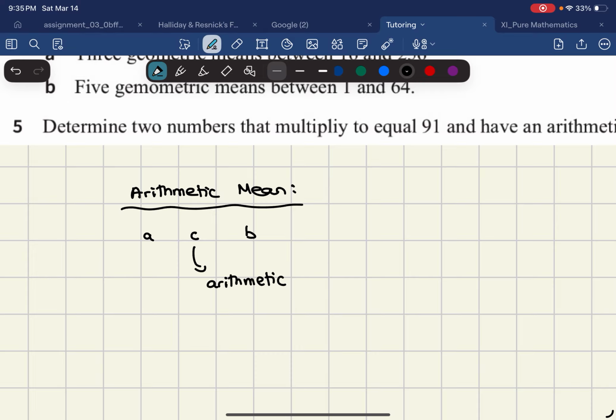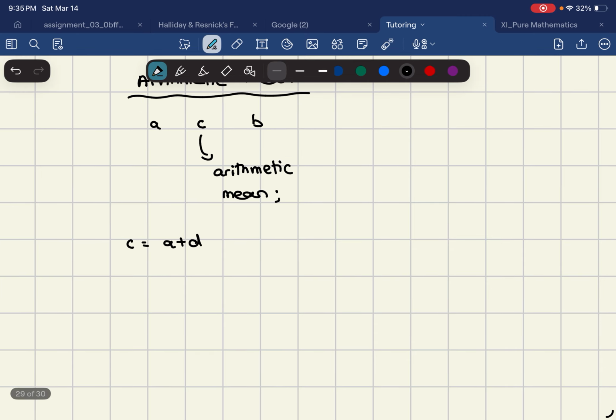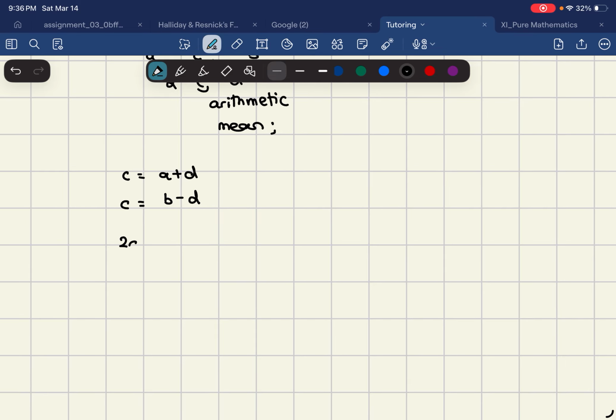It is the number that when I put in between A and B, enables me to get an arithmetic sequence. So basically the idea is that C should be equal to A plus D, so A plus some common difference should give me C. And the same C should be equal to B minus D. So it should be D greater than my A starting value, and D less than B.